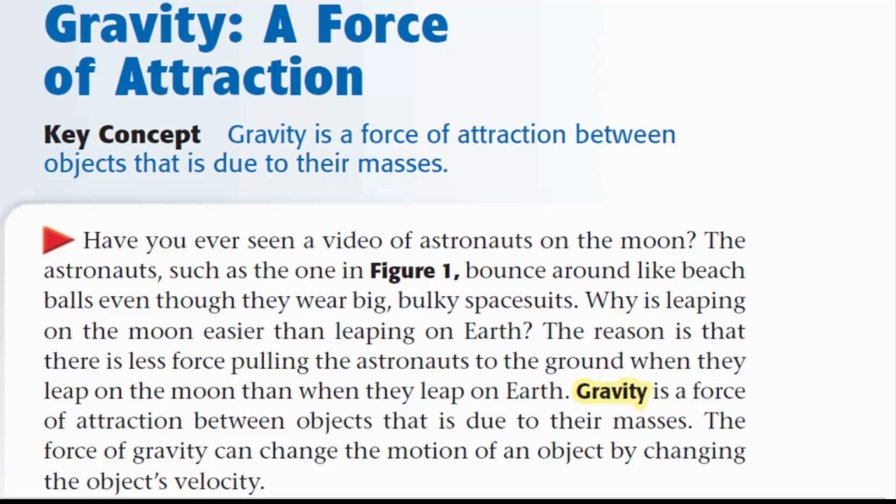Have you ever seen a video of astronauts on the moon? The astronauts, such as the one in Figure 1, bounce around like beach balls, even though they wear big, bulky spacesuits. Why is leaping on the moon easier than leaping on Earth? The reason is that there is less force pulling the astronauts to the ground when they leap on the moon than when they leap on Earth. Gravity is a force of attraction between objects that is due to their masses. The force of gravity can change the motion of an object by changing the object's velocity.